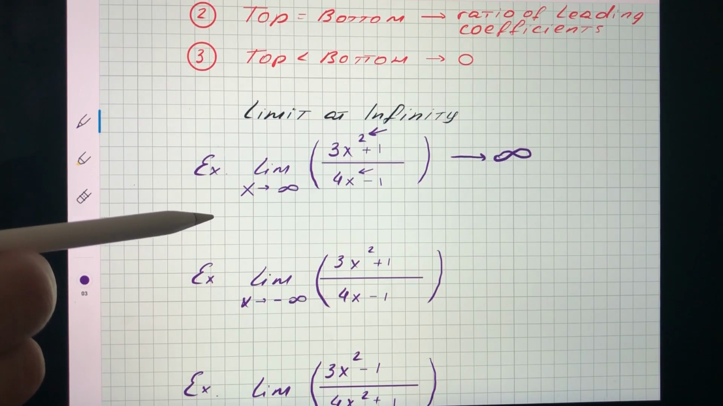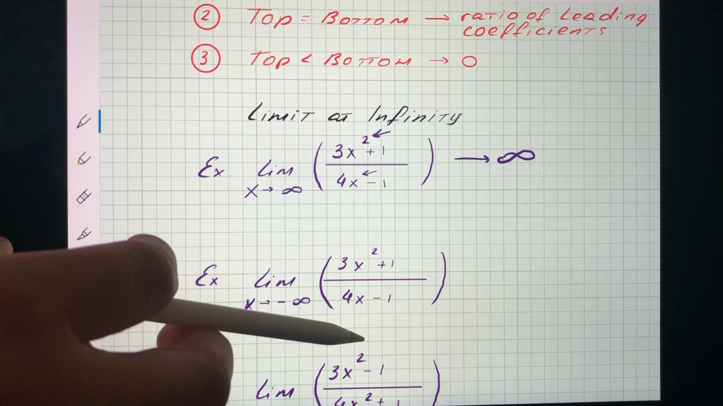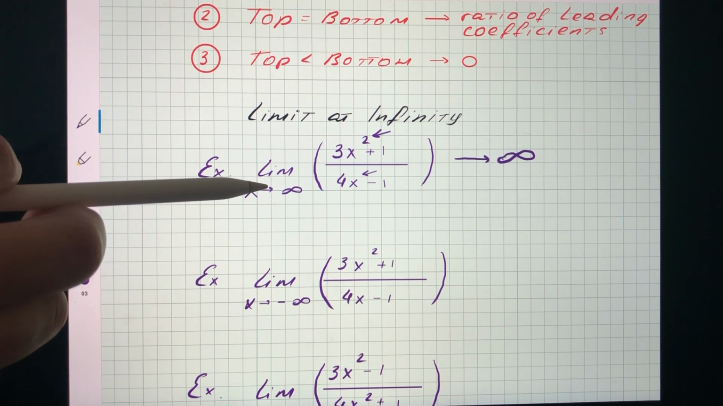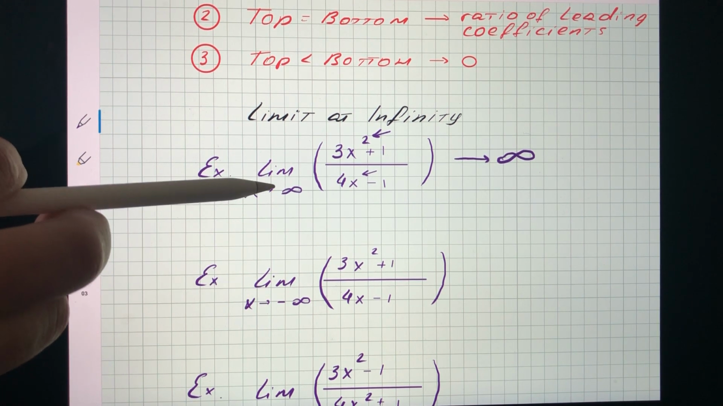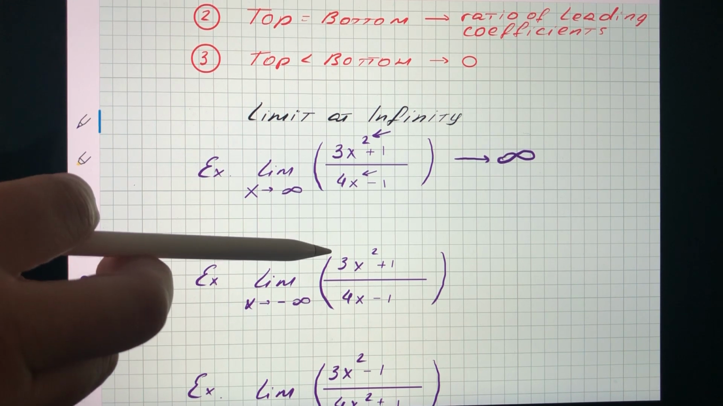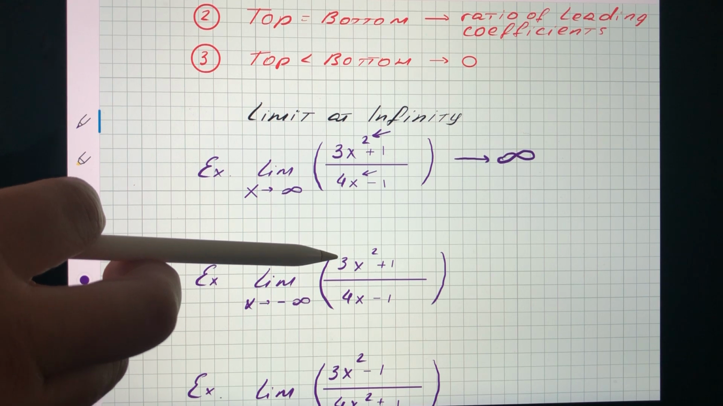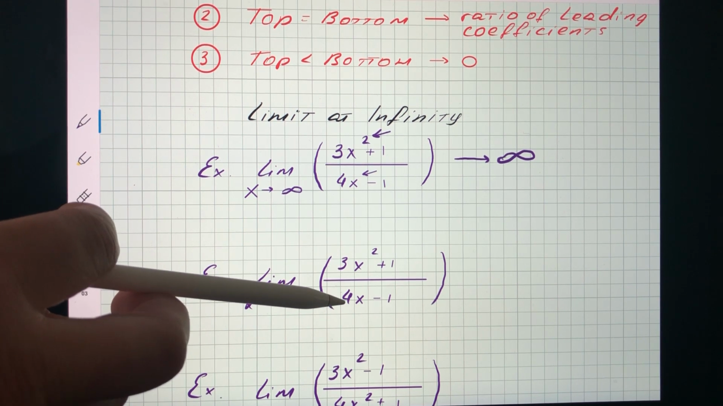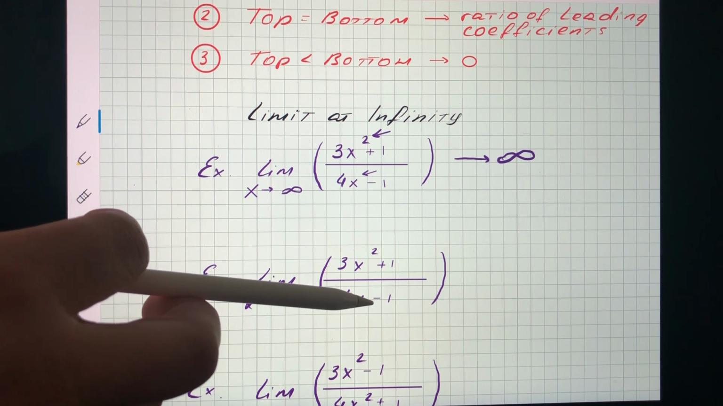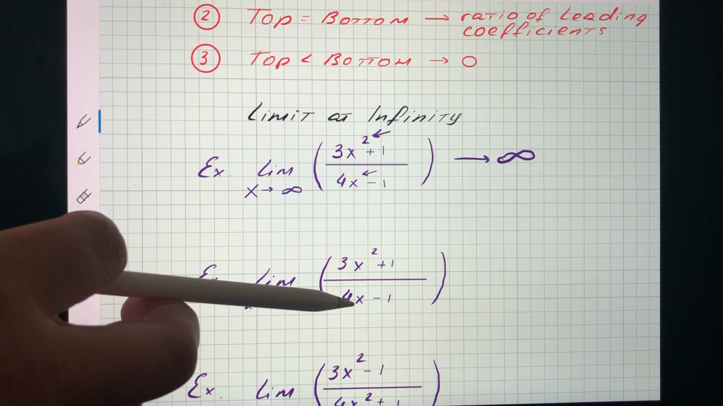So here is the next example. It's the same exact setup as the first example. The only difference is x is going to negative infinity as opposed to plus infinity. So what will happen this time? The top keeps going to infinity. It gets larger and larger. The bottom also grows to infinity because 4 times infinity is infinity. Even if you subtract 1 from infinity, you still get infinity.